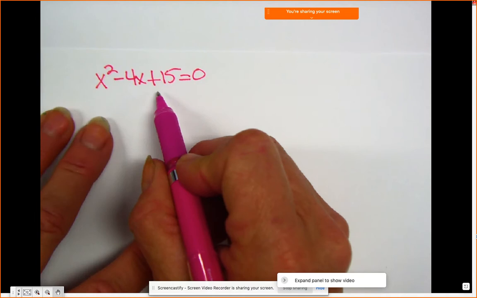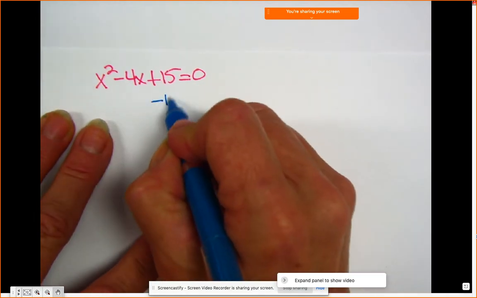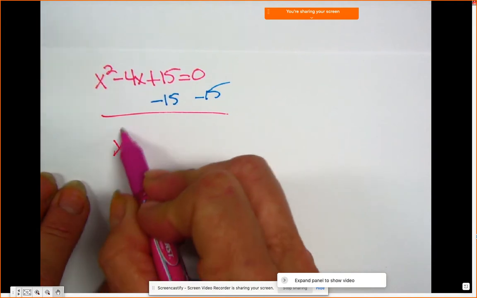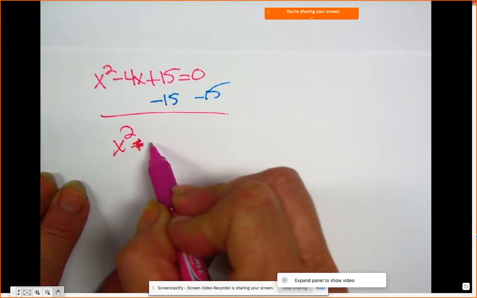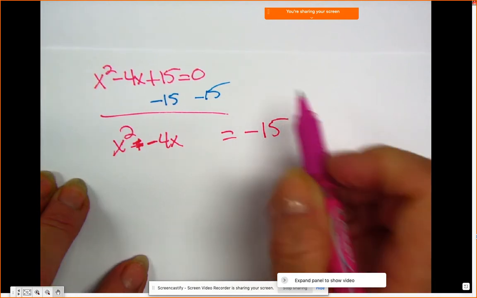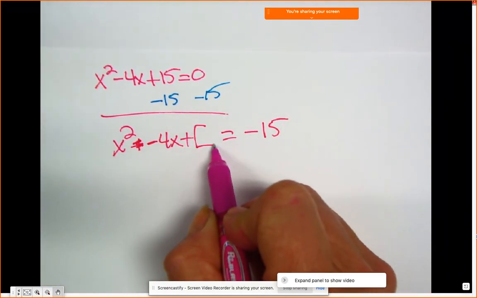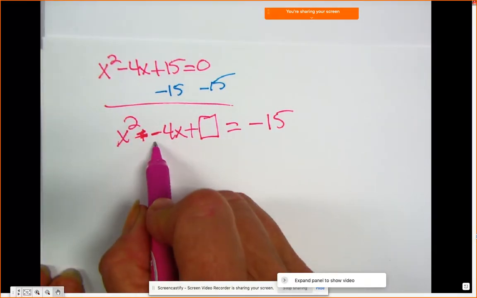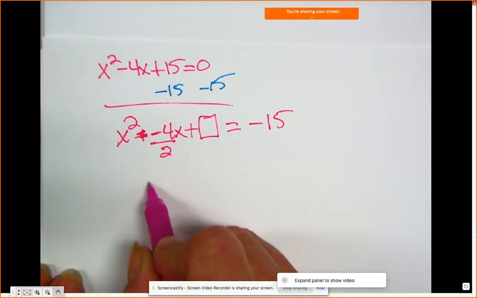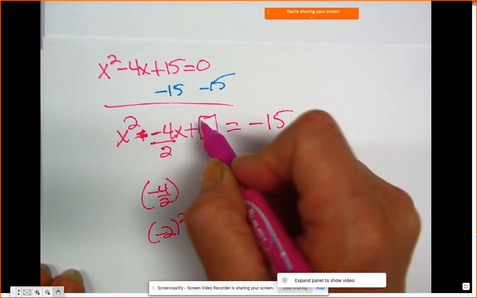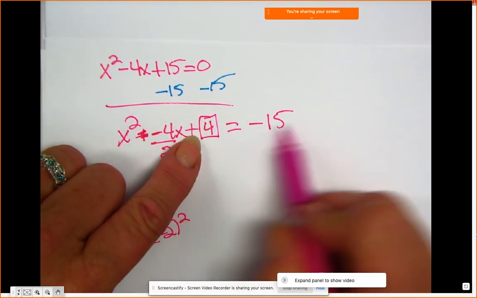Okay, I'm going to move that 15. So I'm going to go ahead and subtract 15 from both sides. Okay, let's simplify. X squared minus 4x equals negative 15. Now I need to complete the square. Okay, so the way you do it, you take half of this middle number. So negative 4 over 2 is negative 2, and you square it. I get a 4. But I just added 4 here, so I better add 4 here.